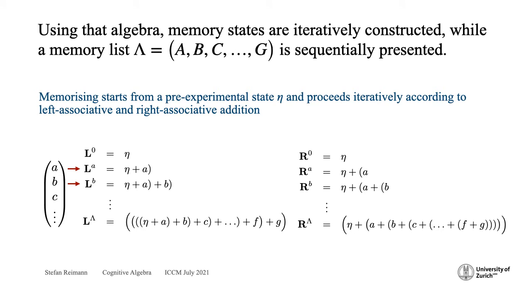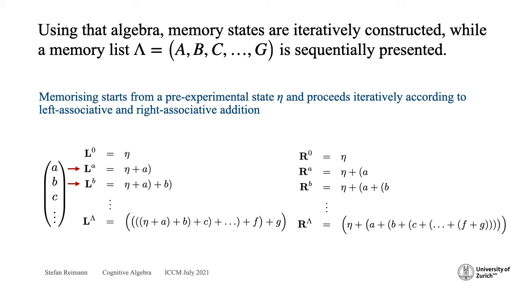How does this now apply to the concrete experimental setting in which a memory list is sequentially presented to a subject who has to memorize it in order to fulfill some task afterwards, recognition or some kind of recall? Memorizing starts from a pre-experimental state eta. In Murdoch and Lewandowski, this state is empty.